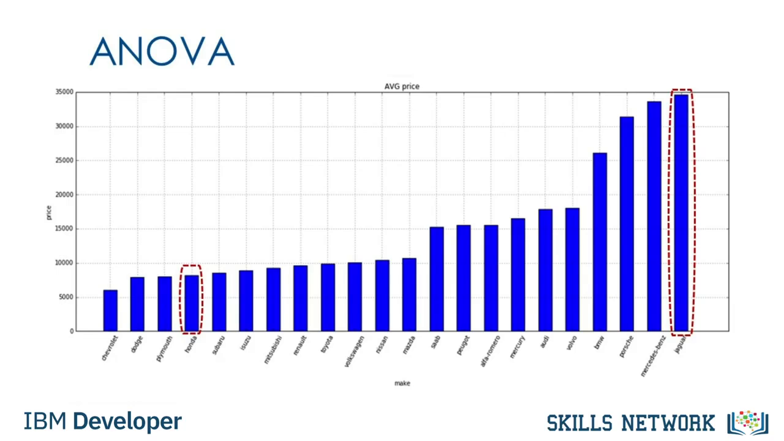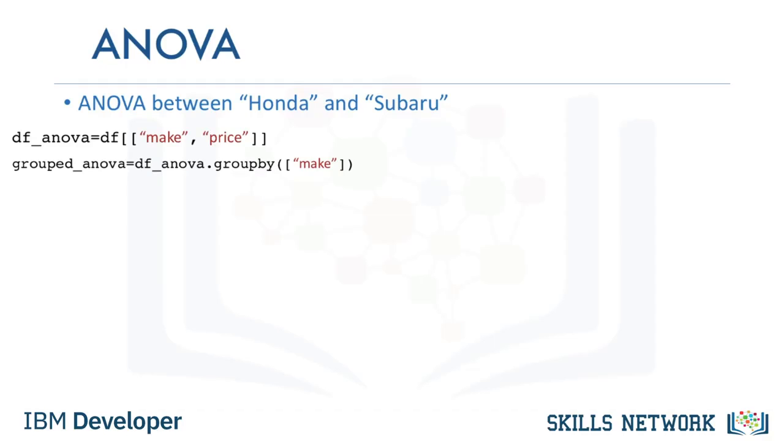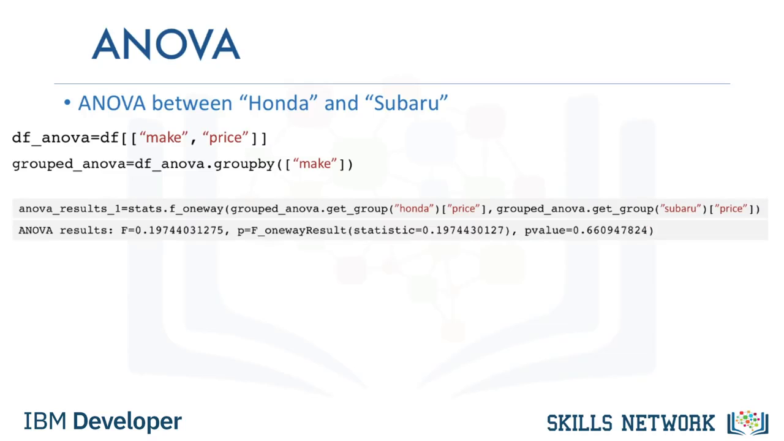our intuition is correct. In the first line we extract the make and price data. Then we'll group the data by different makes. The ANOVA test can be performed in Python using the f_oneway method, a built-in function of the SciPy package. We pass in the price data of the two car make groups that we want to compare, and it calculates the ANOVA results. The results confirm what we guessed at first.